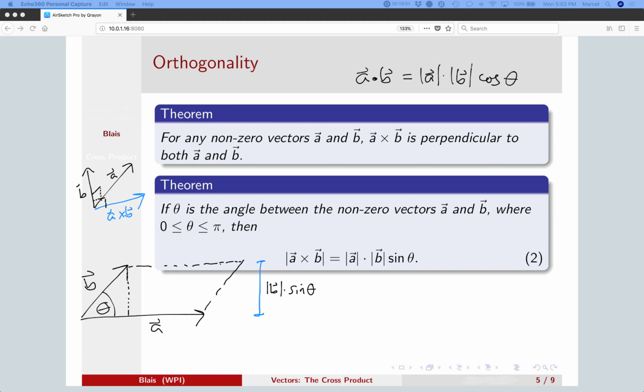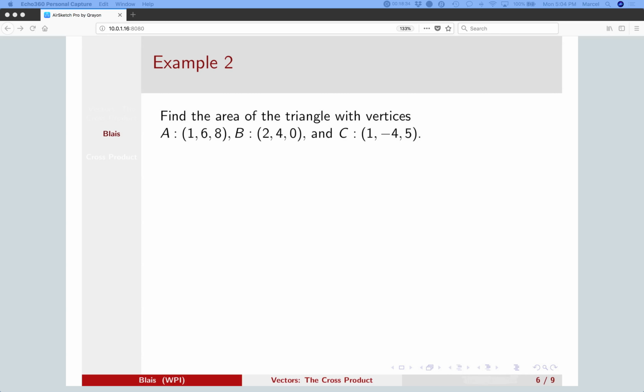That being said, if we want to start talking about areas of parallelograms, that's really when we start to use this result. And again, we can use the right-hand side, or compute A cross B and take its magnitude, and that will give you the area of this parallelogram. So let's use this in an example and see how we would do it. Find the area of a triangle with these vertices.